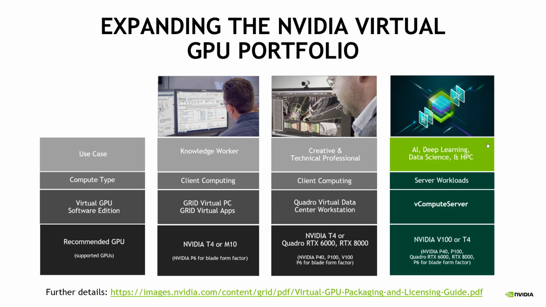So the last license type we have is something that's relatively new to Virtual GPU. It is our vCompute server license, and this is for users that don't want graphics on their virtual desktops at all. It's not typically used for VDI use cases. It's for those that want to split up a GPU and get all the benefits of virtualization, but they'll be running things like artificial intelligence workloads, data science workloads, or high performance computing workloads on there as well.